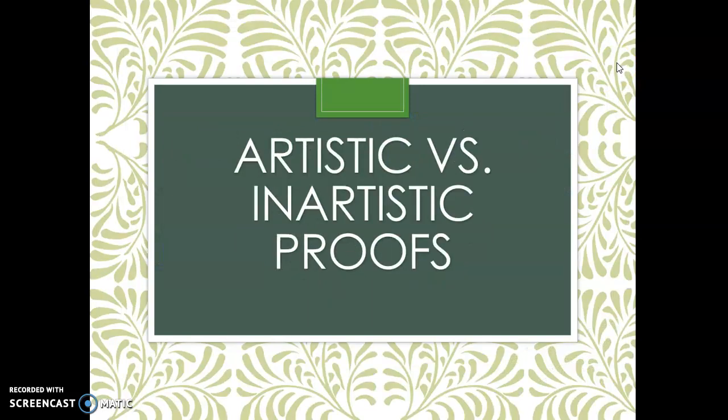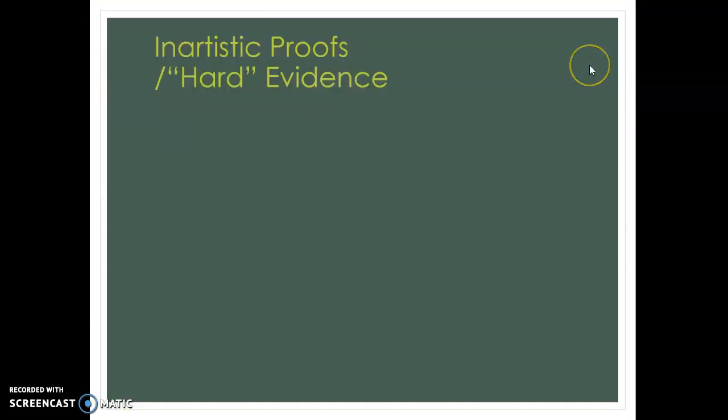So in terms of writing, I want you guys to know the difference between artistic and inartistic proofs because there is a distinction in the journal that I want you guys to know. And when we think about logos, we usually think about statistics and facts, and that's actually only one kind of proof. So let's look at those first because those are the ones that we normally think of.